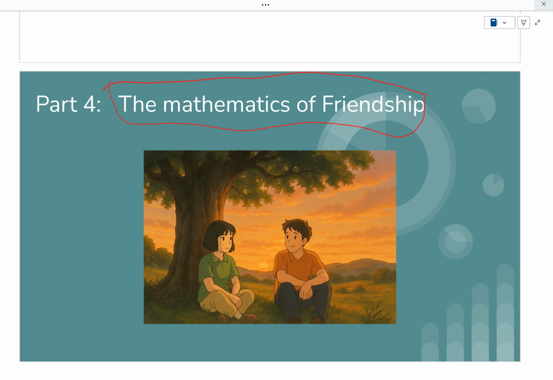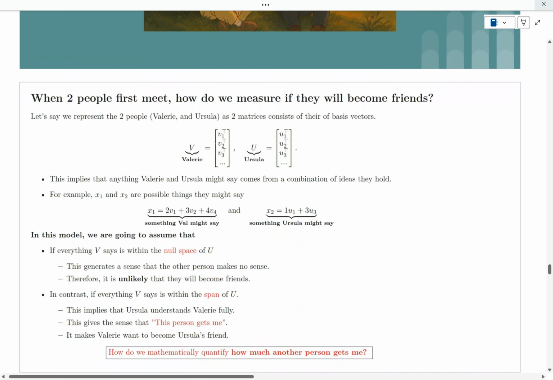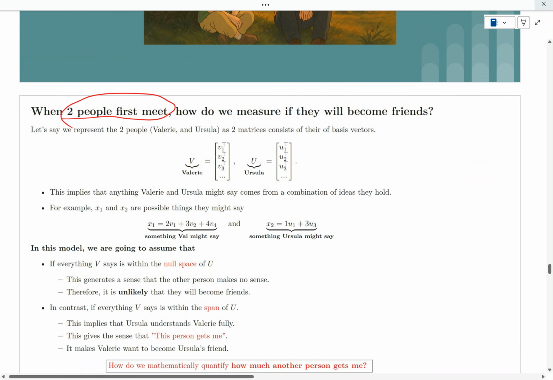And I don't mean friend zone, just not romantic. It could be platonic, right? It's just any kind of friendship, a more general idea. So let's see if we can measure this. When two people meet, how do we measure if they're going to become friends? Can we somehow quantify that idea?